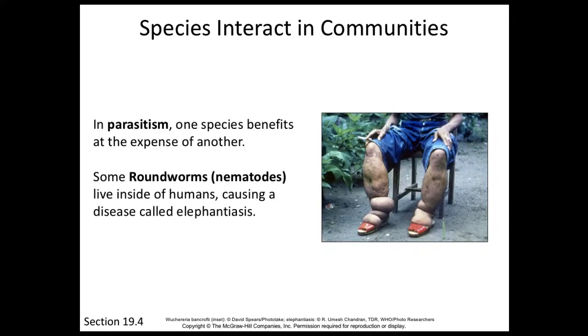Parasitism means one species benefits, but the other species has a very bad or negative effect. For example, sometimes humans can get infected by roundworms, and one type of roundworm infection can lead to a disease called elephantiasis. Here we can see someone is suffering from this elephantiasis disease.